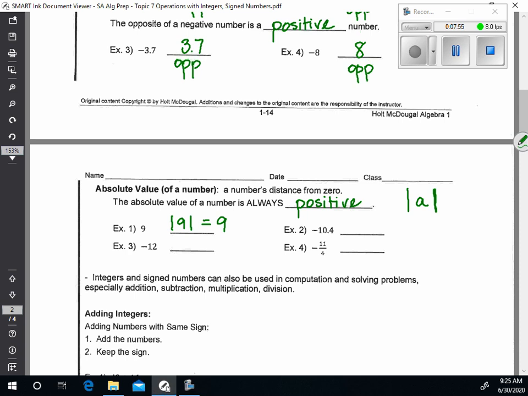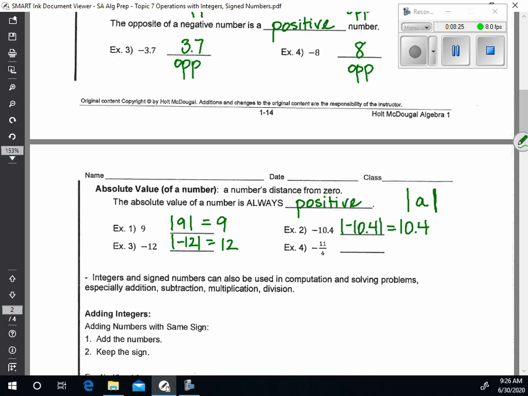Example 2, negative 10.4. So we're looking for the absolute value of negative 10.4, which is 10.4. Again, the absolute value is just whatever the number was, but positive. Example 3, negative 12. So the absolute value of negative 12 is positive 12. It's 12 spaces away from 0.